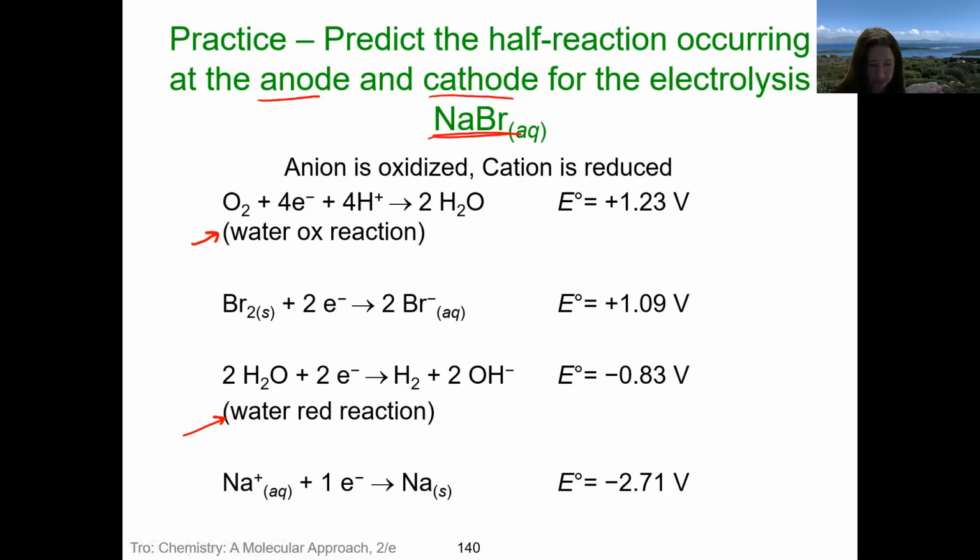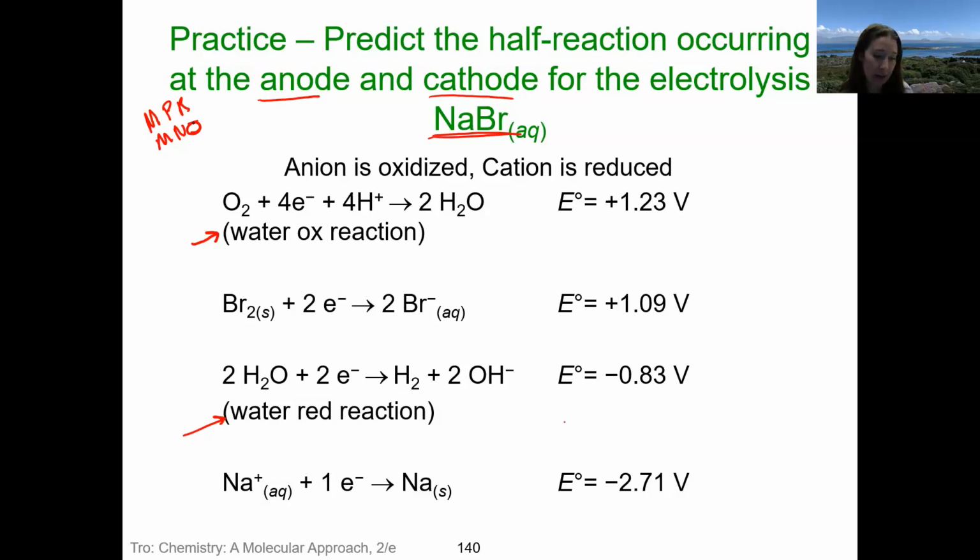All right, let's try this one. More positive reduced, more negative oxidized. Sometimes it just gets backwards in our brain, so I just like to write that all the time to help. Remember, the oxidation reaction that is more negative is going to be the easiest to extract electrons. The reduction is going to be the reaction that's more positive, and that's the easiest to accept the electrons.